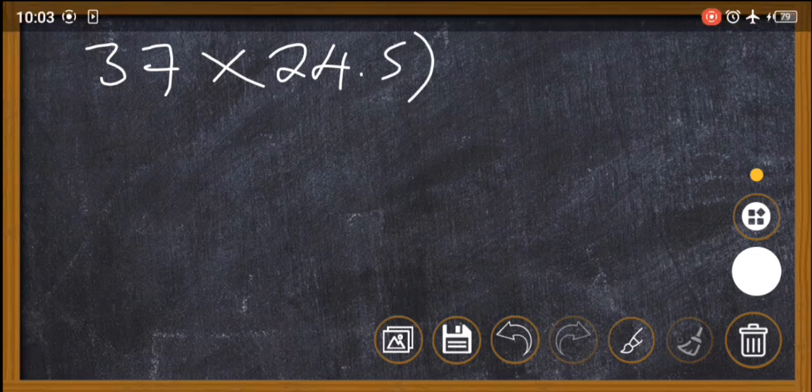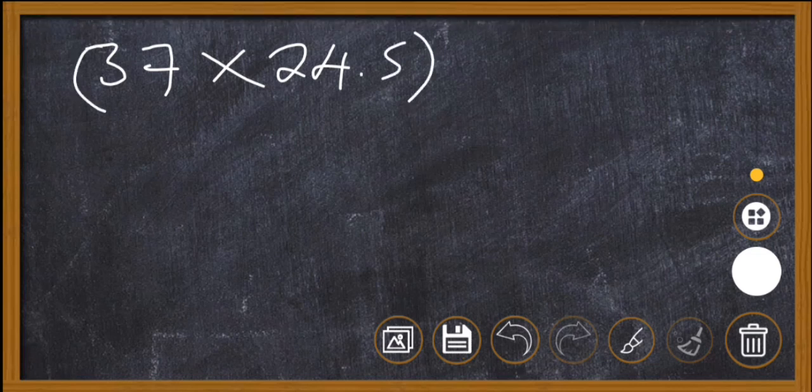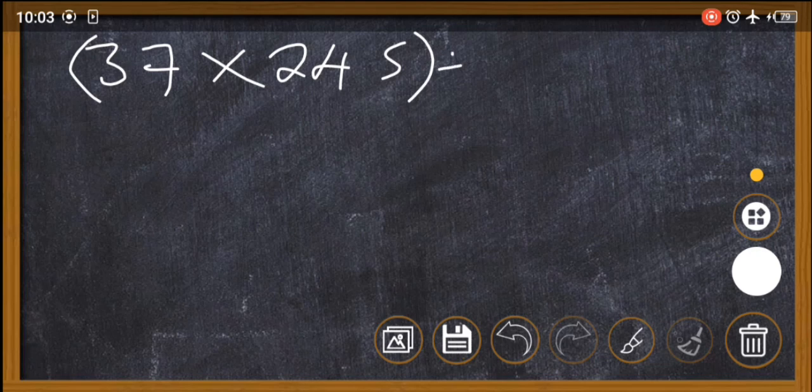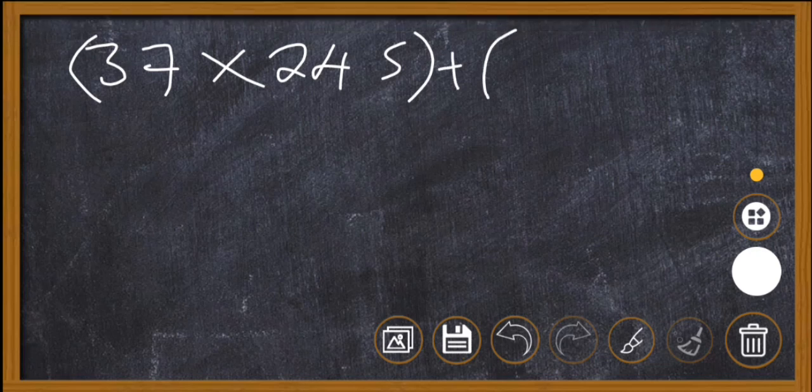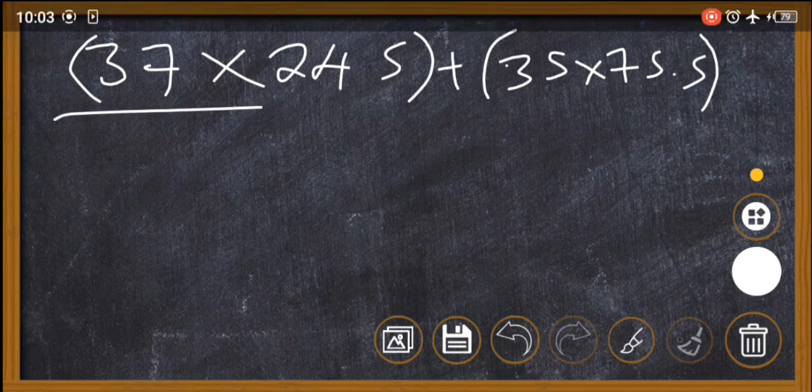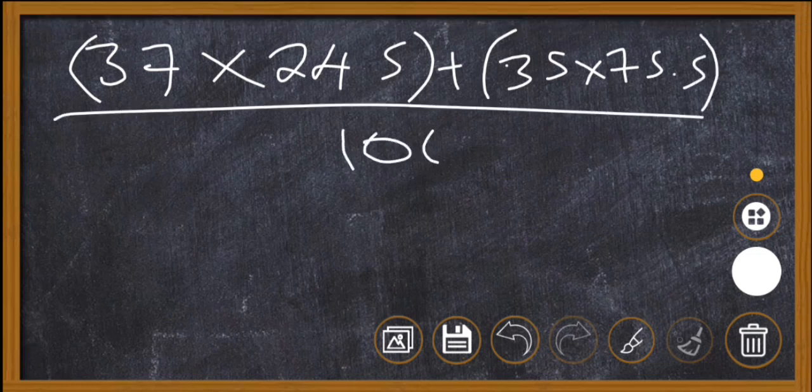Okay, so this we are going to categorize it as that, and then we add it to another one, which of course had the mass of what? 35. So mass of 35 multiplied by the percentage for this was 75.5. Okay, so all these should be divided by what? 100, as discussed earlier. So let's try to calculate these values.